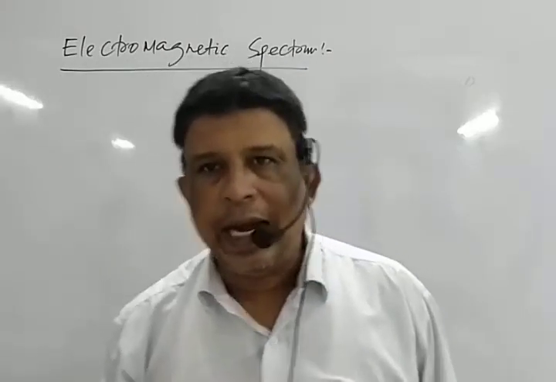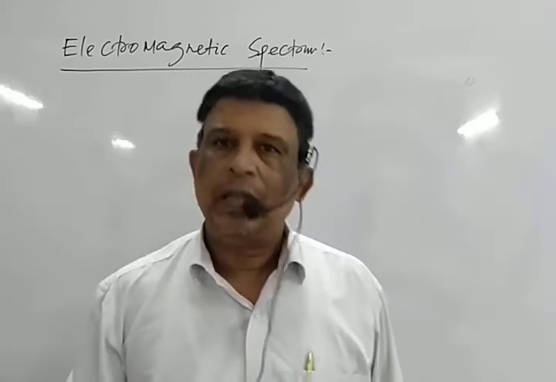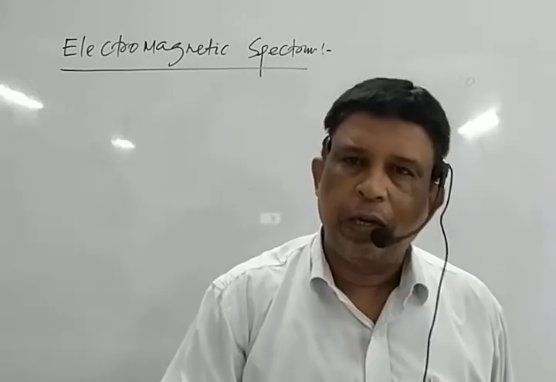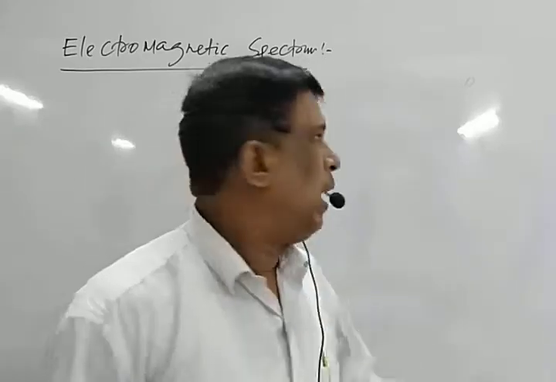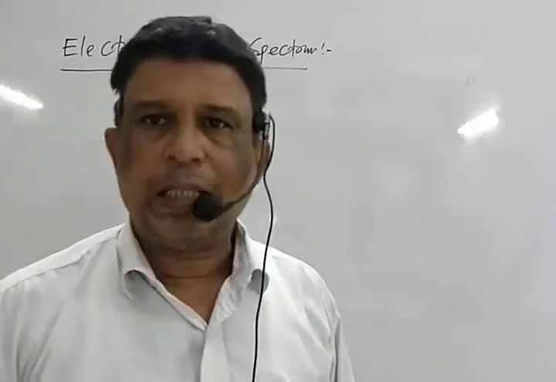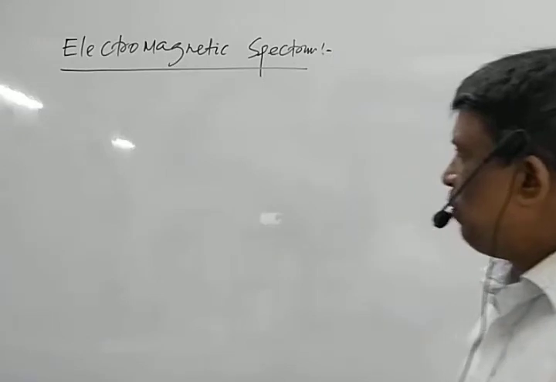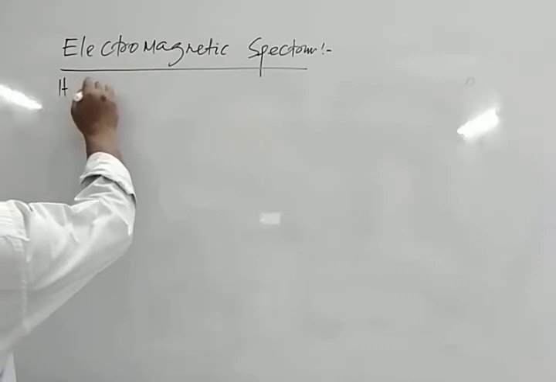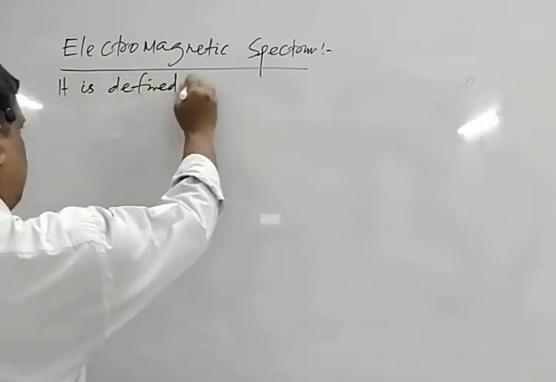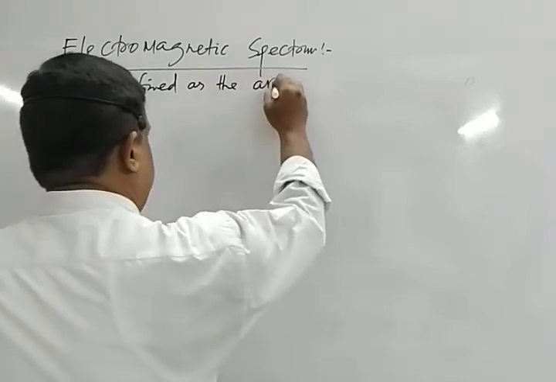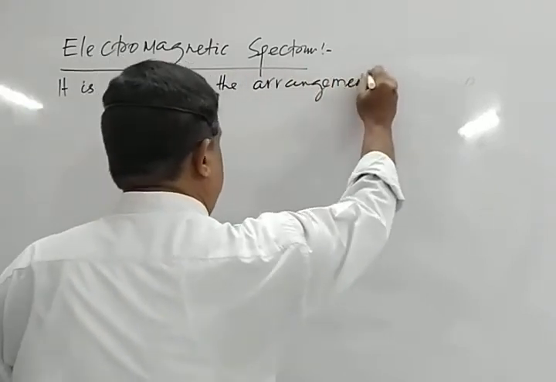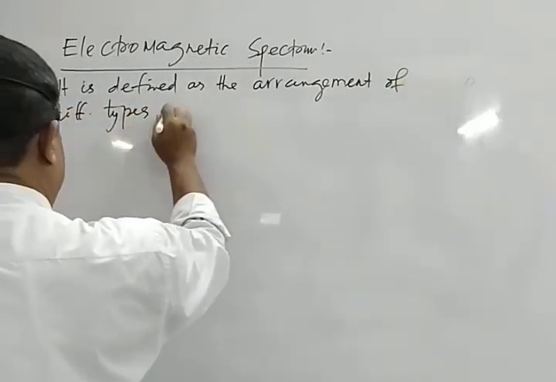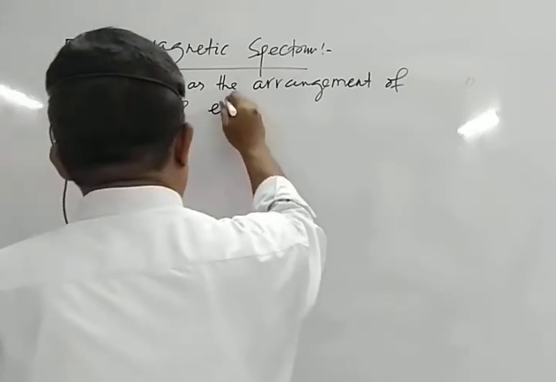If the energy radiations are arranged in an order, that means in increasing order of their wavelength or decreasing order of their frequency, then this arrangement is known as electromagnetic spectrum. I repeat again, electromagnetic spectrum is defined as the arrangement of different types of electromagnetic radiation.